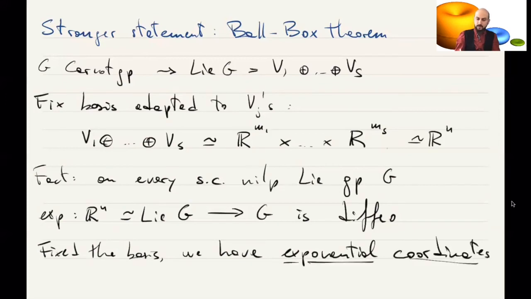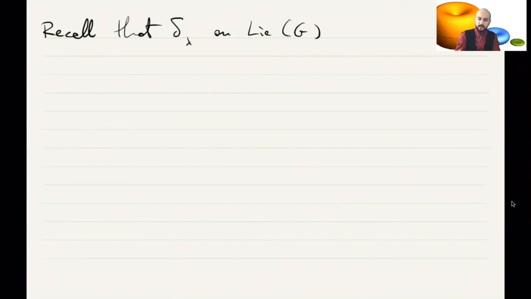So now on Carnot groups, we have special exponential coordinates, those for which the basis is adapted to the stratification. And in this basis, it's easy to write the dilations. So now recall that we have this dilation at the level of the Lie algebra. What do they do? I claim that this is block diagonal. It's really diagonal.